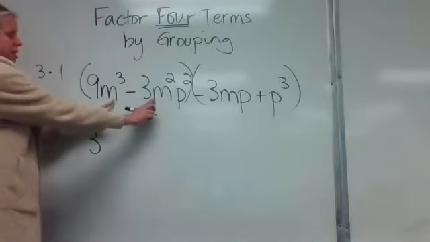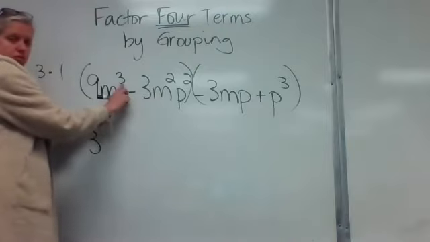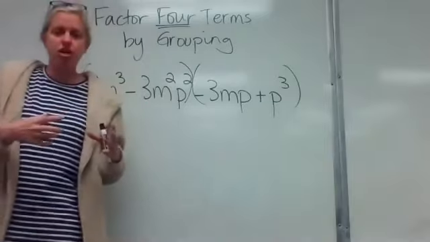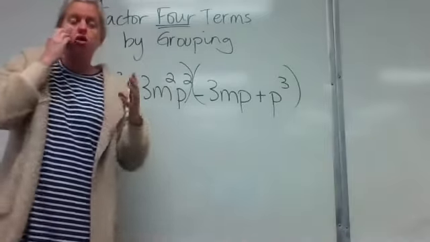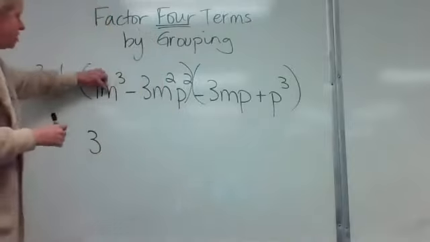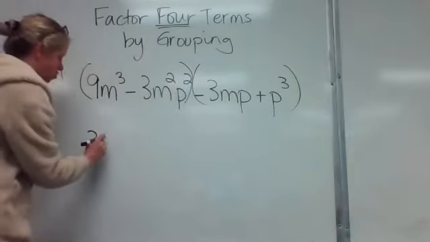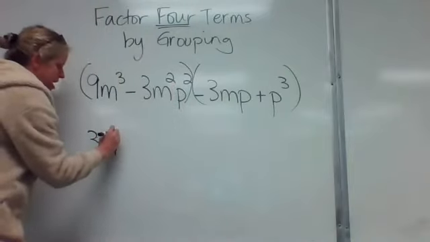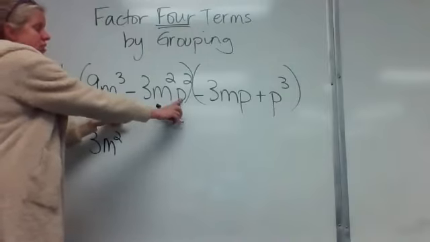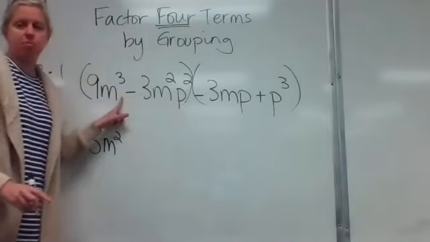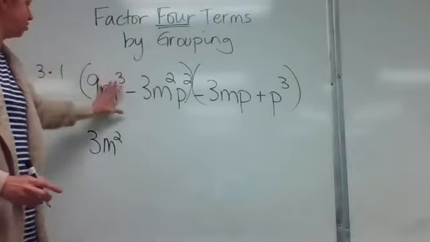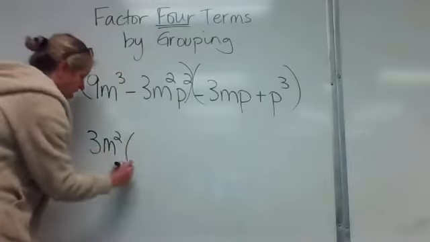The next thing I'm going to look at is my m's. This one has m to the third. This one has m to the second. So remember, when you're looking at the variables, the letters, you can pull out as much as the smallest exponent. So if I have m to the third and m squared, I can pull out as much as m squared. This one has a p squared. This one didn't have any p to pull out. So I can't pull out any p. There's no p in this first term. So that's all I can pull out.